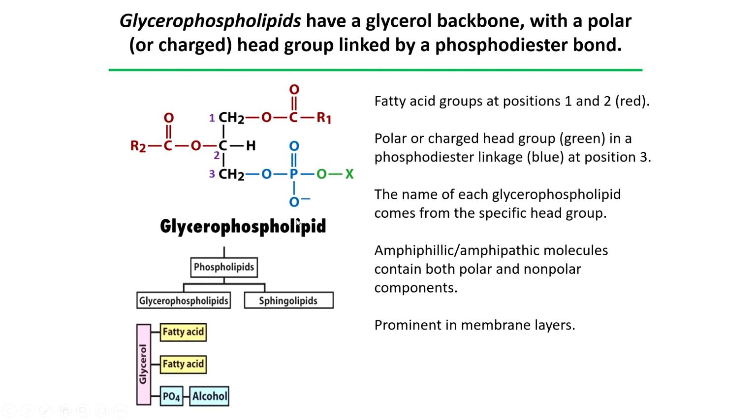The name of each of these different types of glycerophospholipids comes from the specificity of the head group. I'll talk more about that on the next slide. Again, these are amphiphilic or amphipathic molecules. Amphiphilic and amphipathic mean the same thing, which means they contain both polar and nonpolar components. These are one of the major components in lipid bilayers in cell membranes.